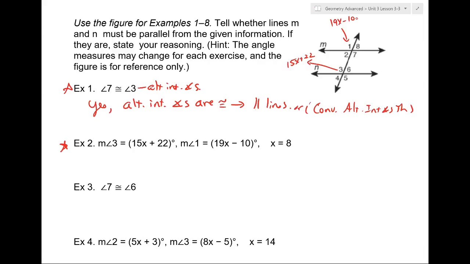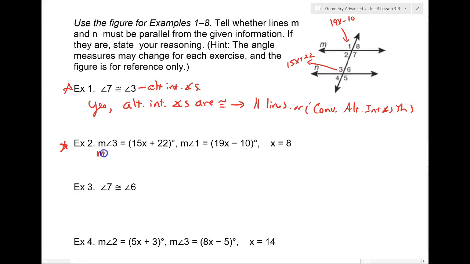I want to show, if I can show 1 and 3 congruent, I have a pair of corresponding angles. If they have a pair of corresponding angles that are congruent, are my lines parallel? So don't I have to plug in 8 into both angles to see if that actually works? So let's do that real quick.